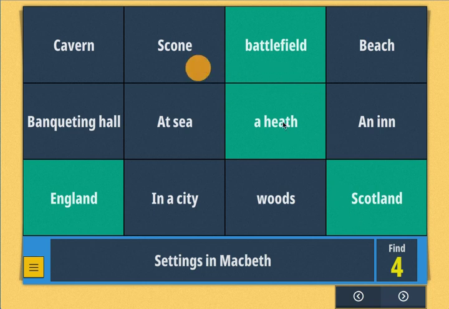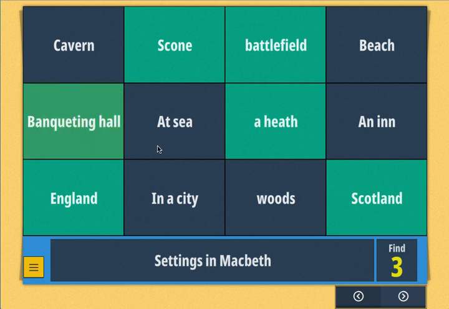Scone is where Macbeth goes to be crowned king, you'll remember. Okay, we've got a banqueting hall, which again you'll remember from the film. We haven't got to this scene yet in our reading of the play, but you'll remember from the film, this is where Banquo's ghost returns to haunt Macbeth, and Macbeth causes a horrendous scene which reveals his guilt and his very fragile state of mind.